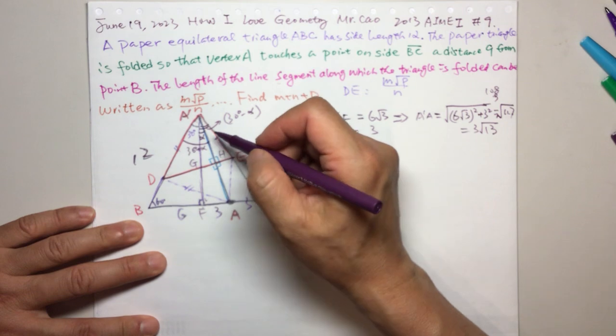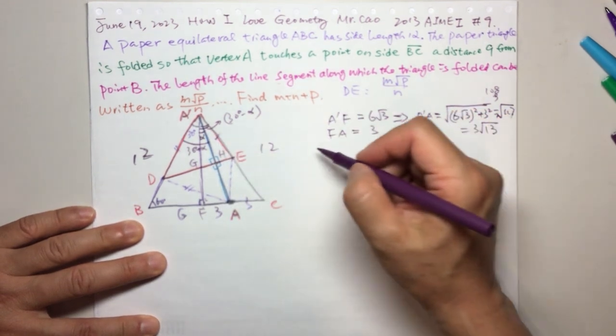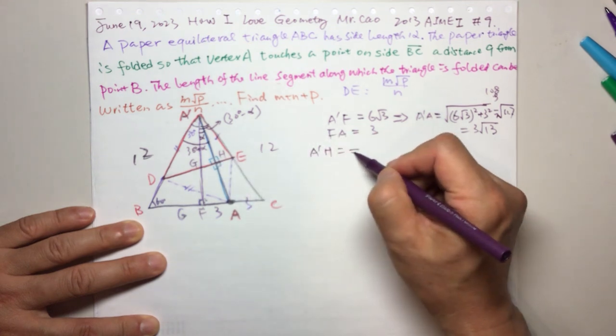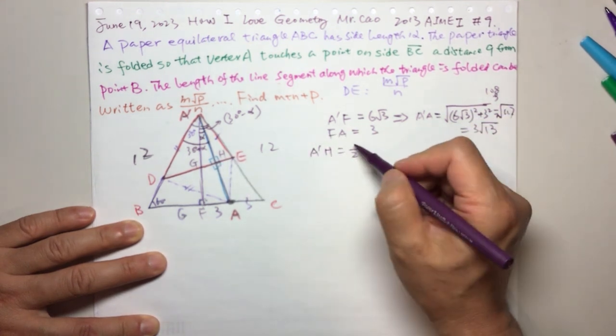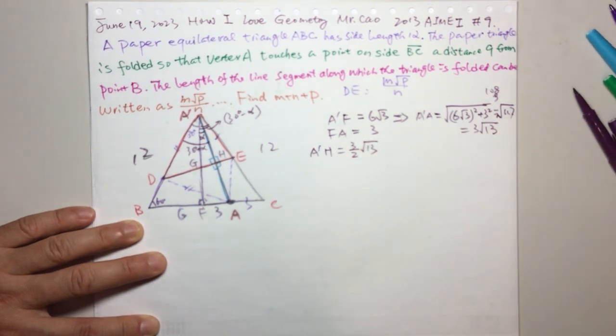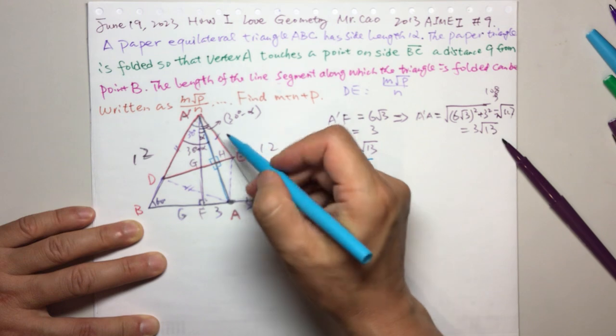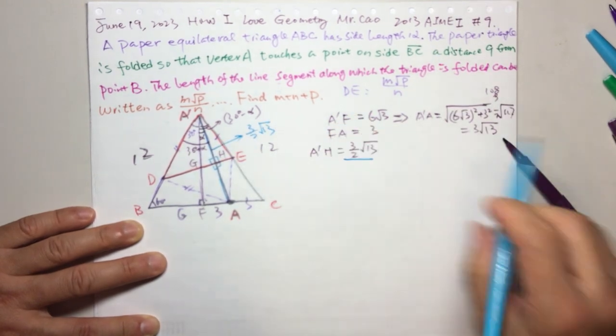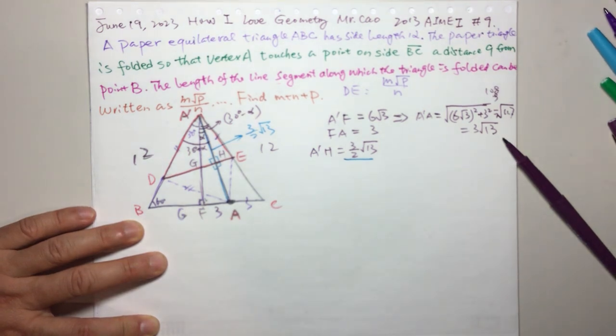Okay, so now we know A prime H will be 1/2 of 3 times square root of 13, right? So this will be 3 over 2 square root of 13. Okay, so we can go ahead.